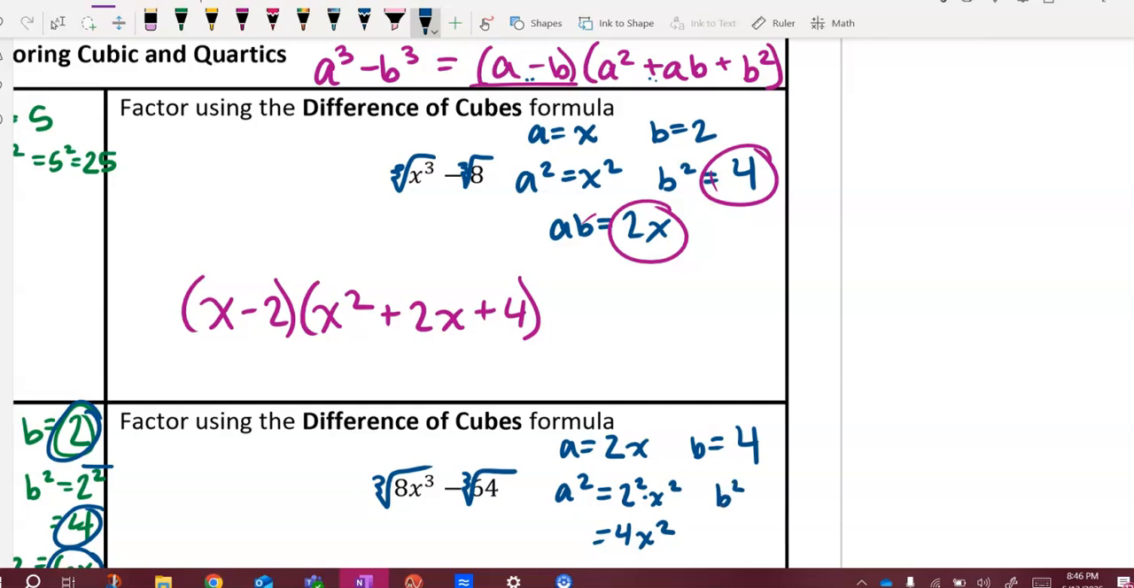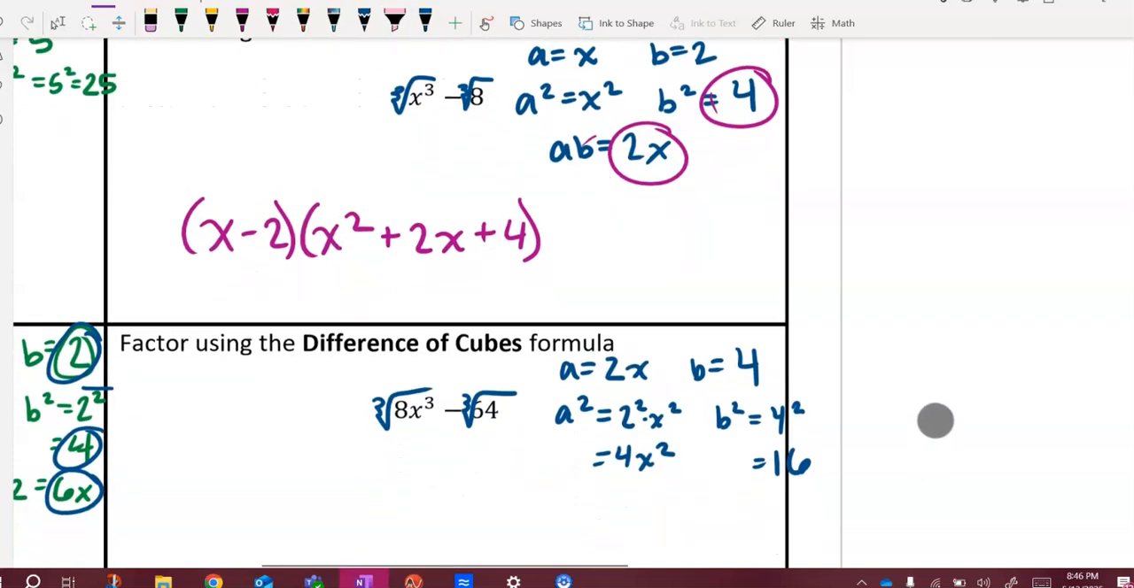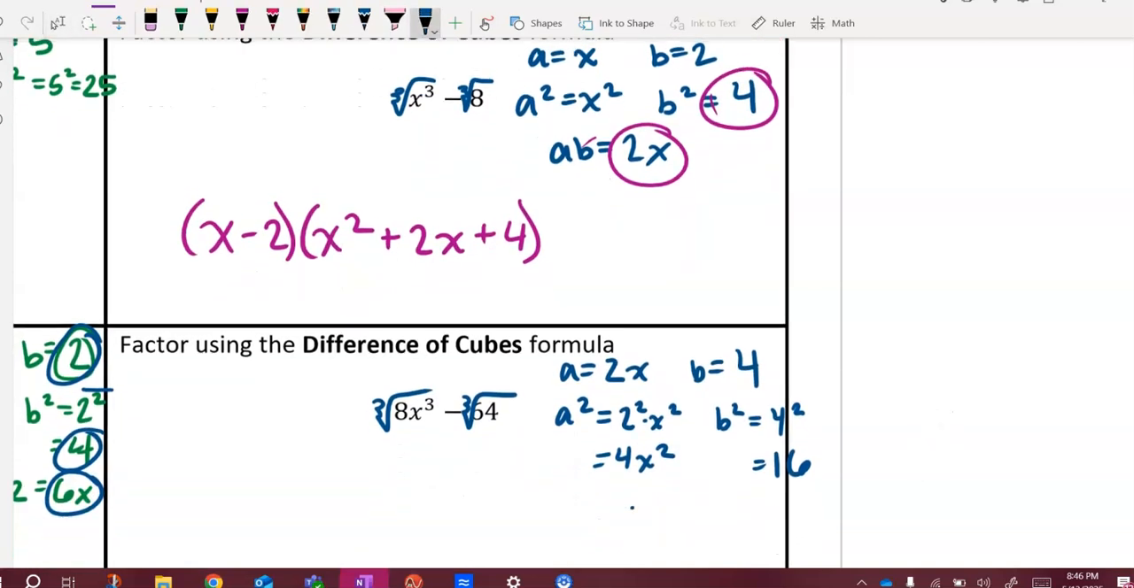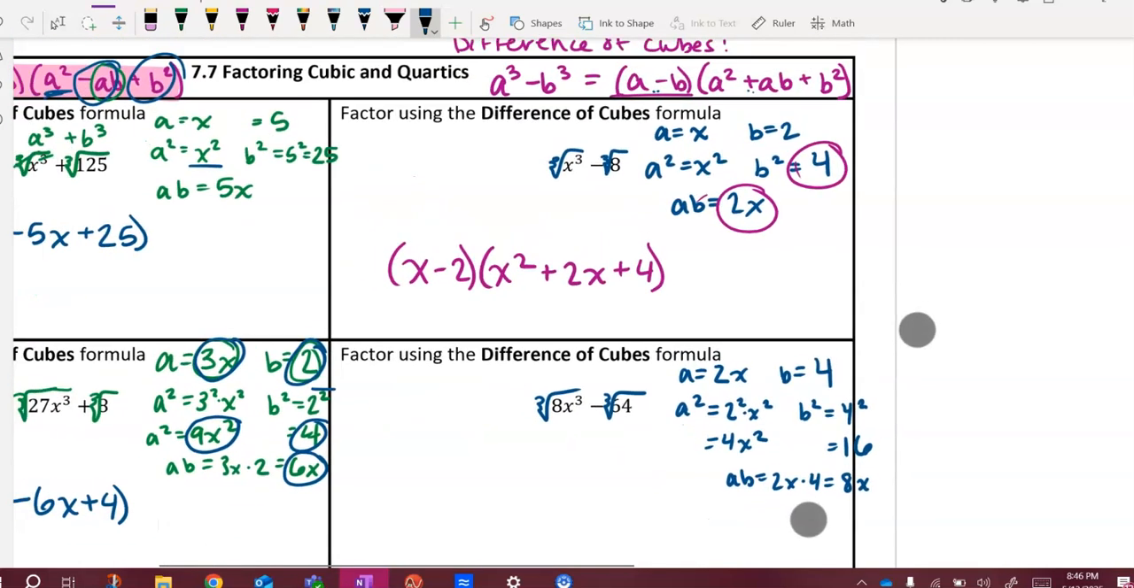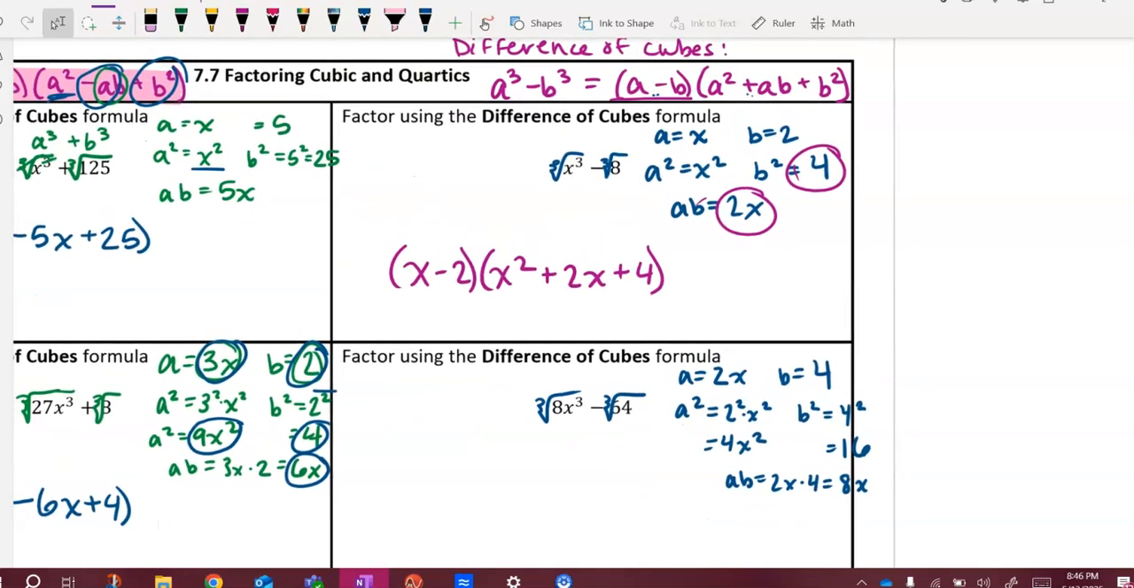Then we have b squared. 4 squared is 4 times 4, which is 16. And last we need a times b, which is 2x and 4, so 8x. Now let's write our formula.